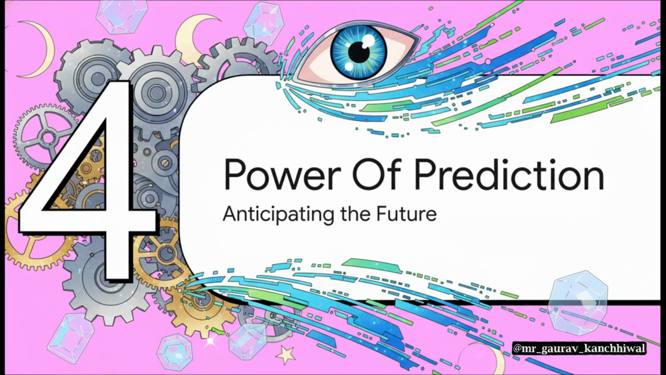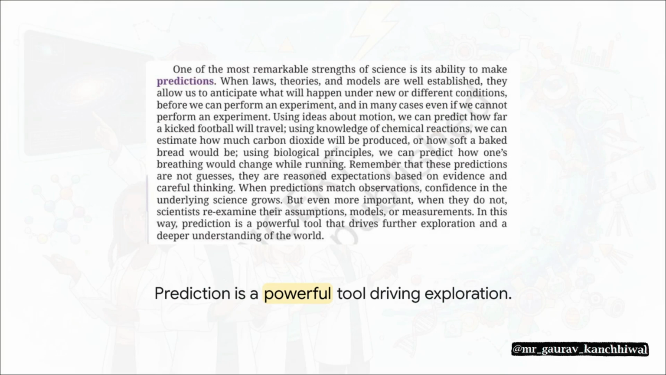Section 4. The power of prediction. This is honestly one of the most remarkable strengths of science. Once laws, theories, and models are well established, they basically become a sort of crystal ball. They allow us to look into the future and anticipate what will happen under totally new conditions, sometimes before an experiment is even performed. It's a phenomenally powerful tool that drives human exploration.